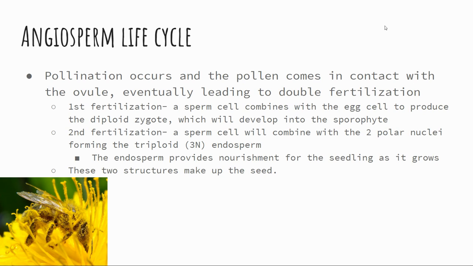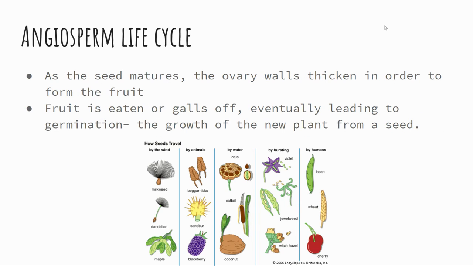So you have the zygote, and then around the zygote inside the seed capsule, you'll have the endosperm, which will provide the nutrients for the seed to survive until it can germinate. As the seed matures, the ovary wall will thicken in order to form the fruit. Fruit is eaten, or it falls off, and eventually leads to germination, which is the growth of a new plant from a seed. So again, the definition of germination is the growth of a new plant from a seed.